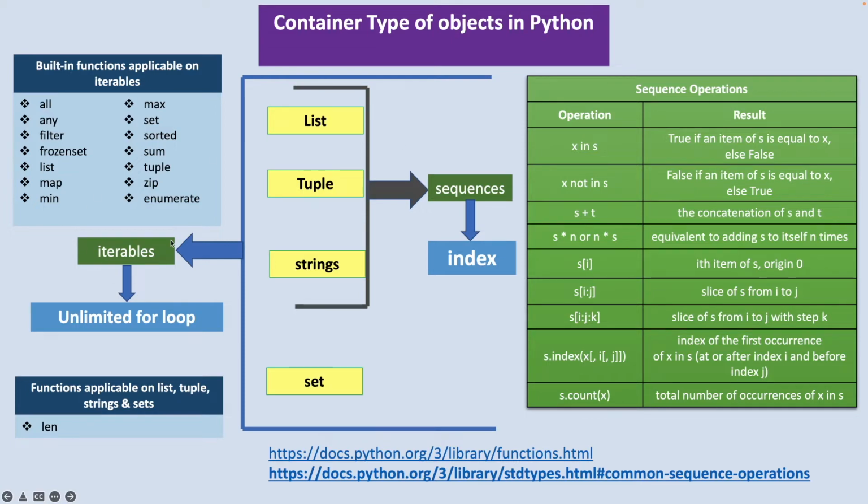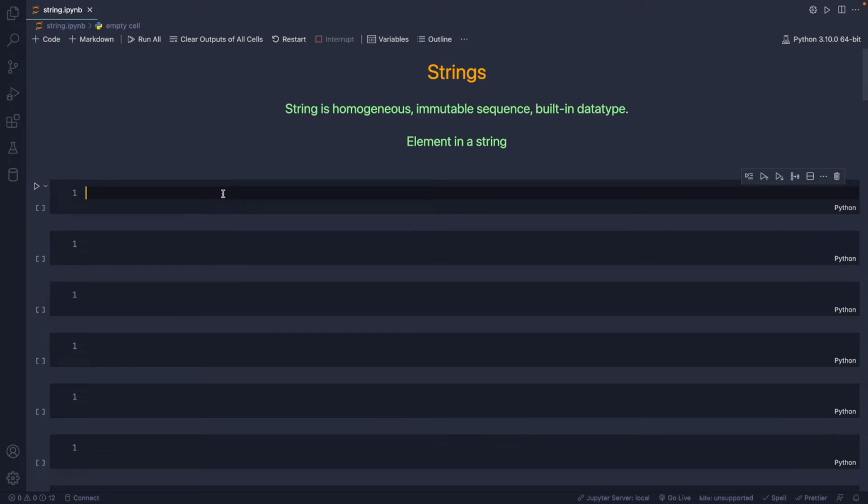If any object is an iterable, that means we can run a for loop on it and all of these built-in functions will be applicable on that object, as well as the len function. As in Python, we have these four important data structures and the len function is applicable on all of these four data structures. So now let's look at strings as code.